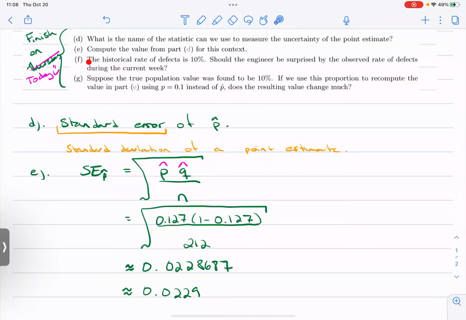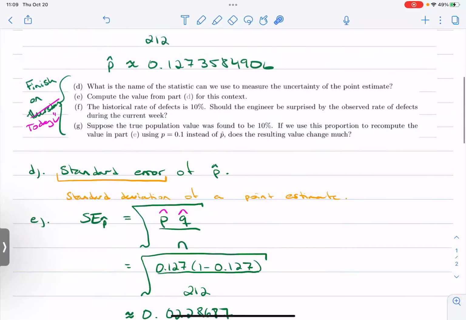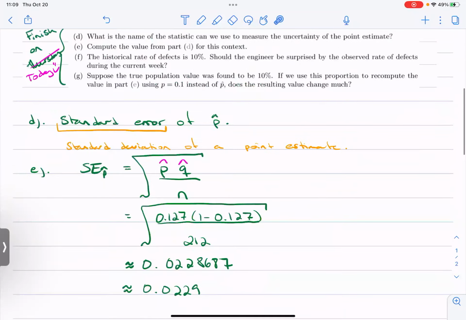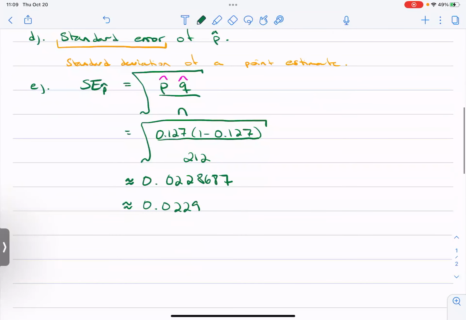Part F says the historical rate of defects is 10%. Should the engineer be surprised by the observed rate of defects during the current week? So what did we see? We saw 12.7% as the rate of defects. So is 12.7% that different from 10%? How can we quantify that? If we have the spread, we can standardize this to see how many standard errors 12.7 is from 10. So that's going to be one of our key tools for figuring out how extreme values are.